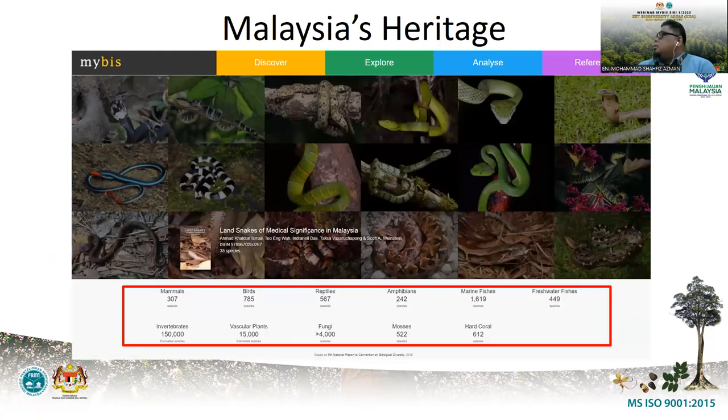Kita tahu Malaysia Heritage kita berdasarkan data terkini, Malaysia merupakan salah satu daripada 12 mega diverse countries in the world. Kalau mammals kita ada 307, ini mamalia daratan. Burung, berdasarkan data MNS yang terbaru 2020, lebih kurang 820 species. Nanti Mr. Yap selepas ni boleh bantu perbetulkan figure ni. Reptiles 567, amphibian 242 dan banyak lagi.